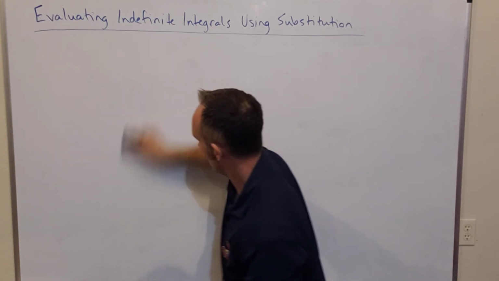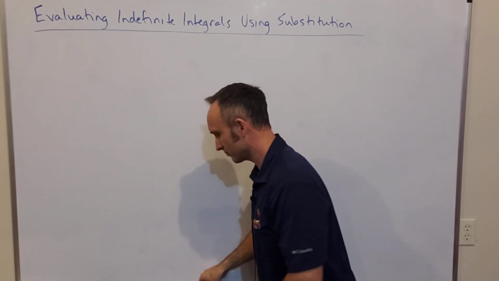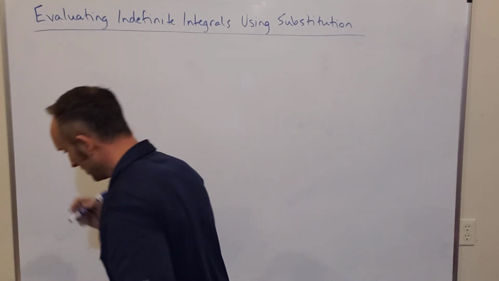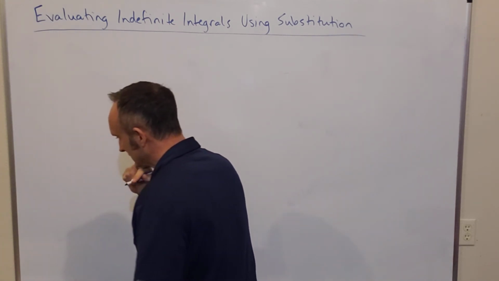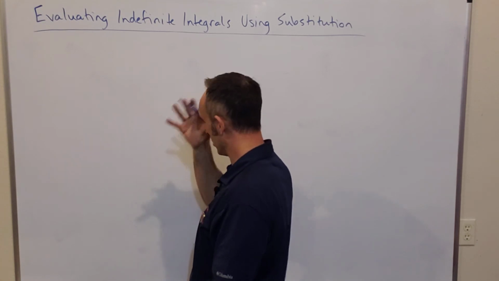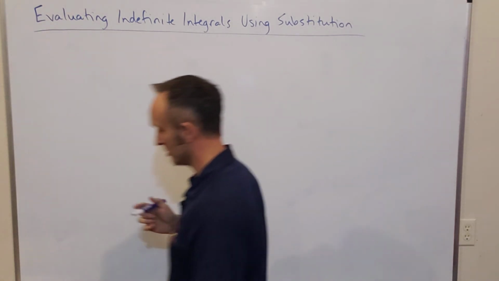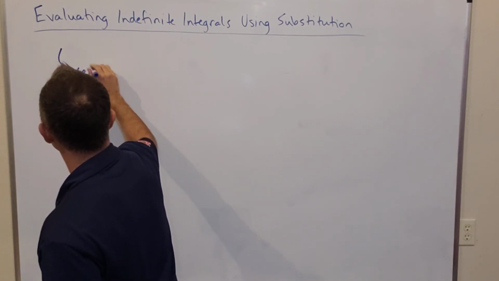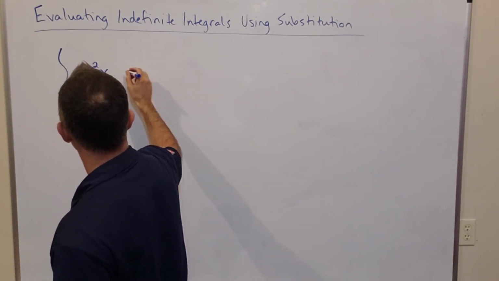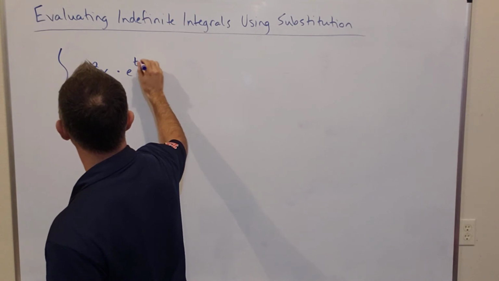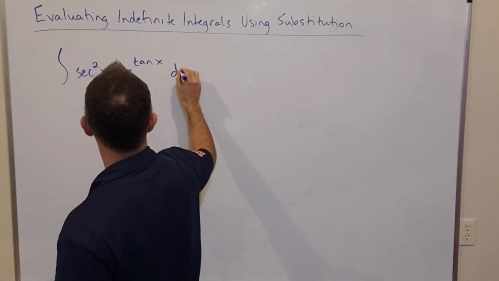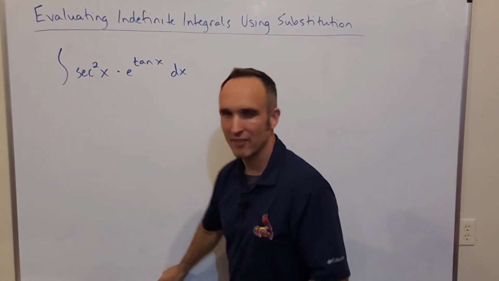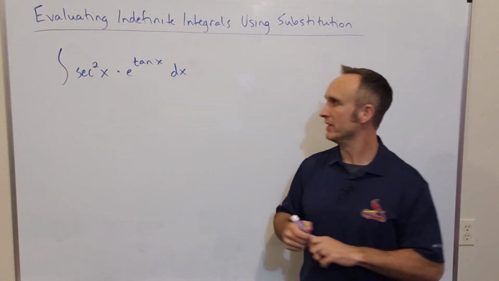Okay, so last two examples, a little bit tougher. Actually, I'm going to do 3 examples because they're all good. You can't see too many, right? So let's look at the integral of secant squared x times e to the tangent of x dx. So you really have to think ahead and think about your derivatives.